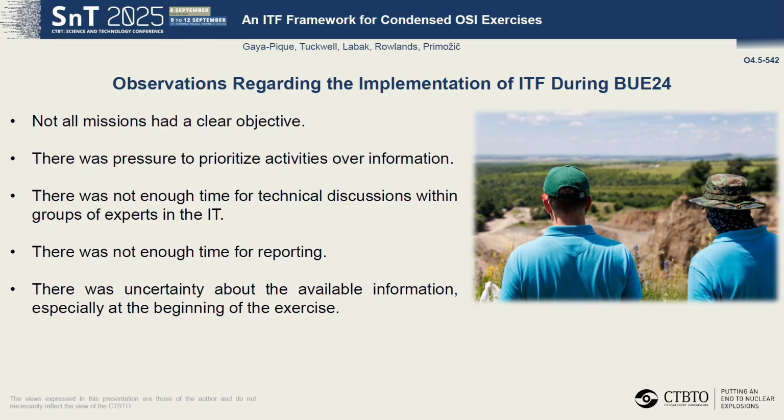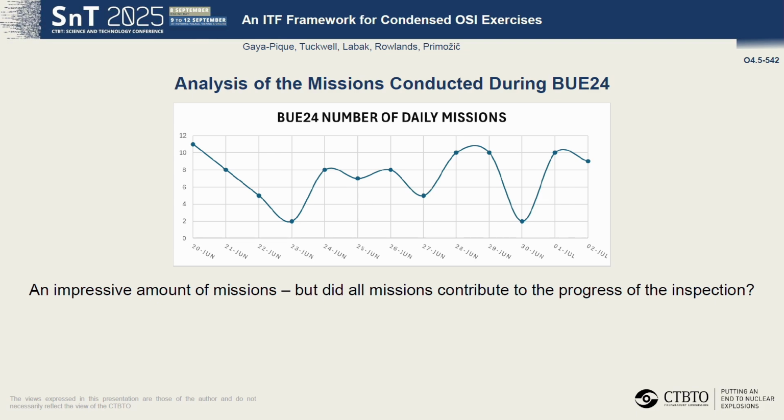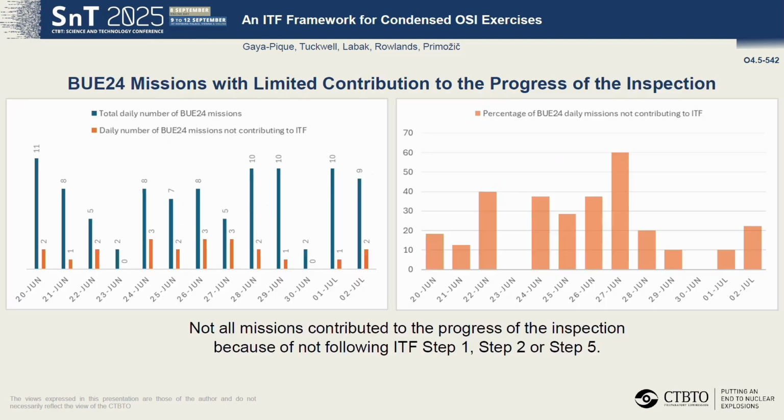So what we did, we went through all the missions that the inspection team conducted during Build-Up 24. And it's an impressive amount of missions. If you can read the scale, the top number is 12. So for some days we have 11 missions, a few days with 10 missions, and so on and so forth. The days with fewer missions are probably because of some artificiality of the exercise. But the question is, did all these missions contribute to the progress of the inspection? And the answer is no.